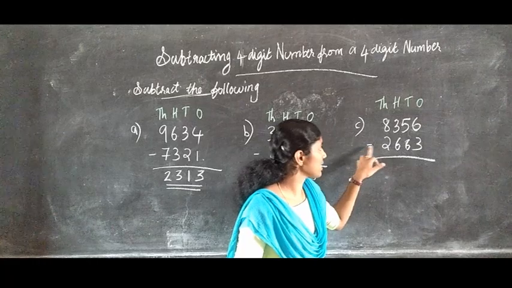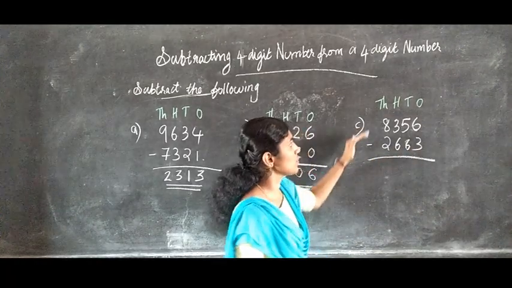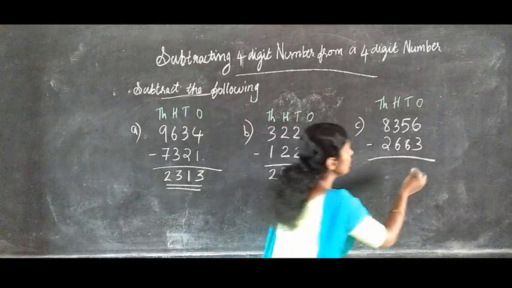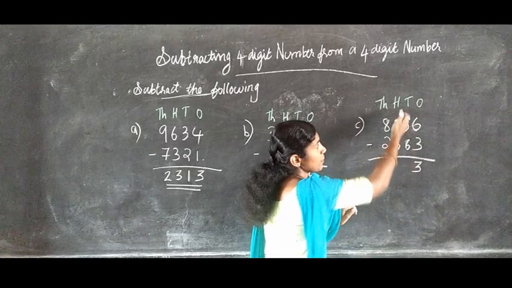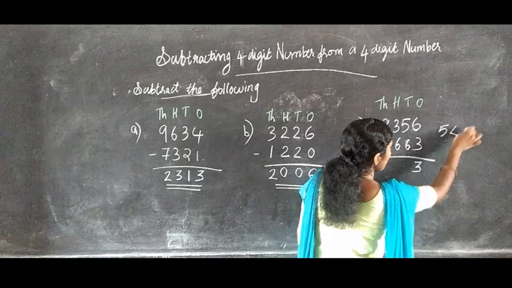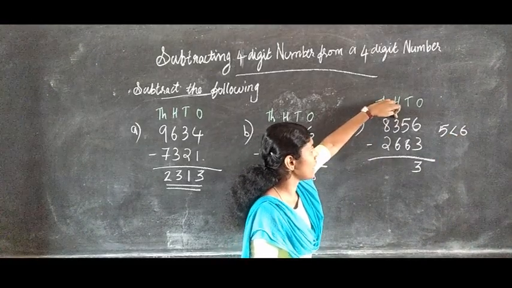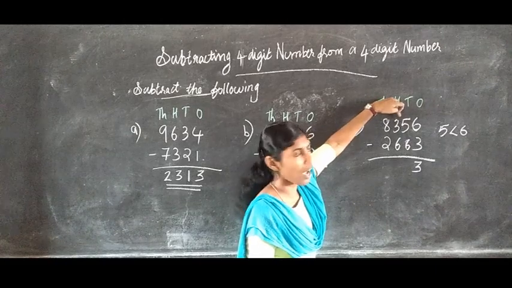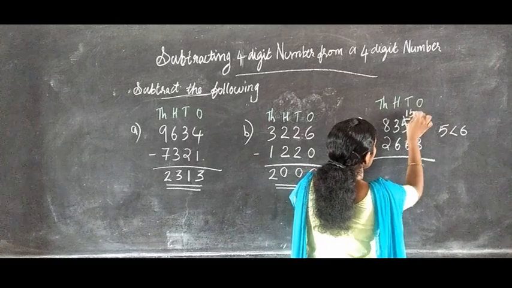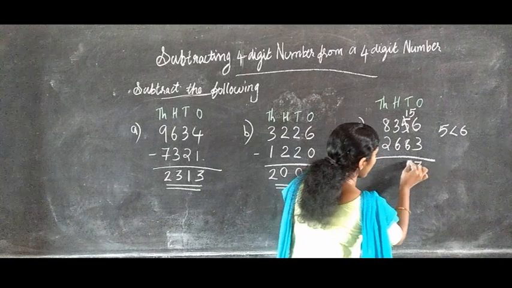Then C, 8356 minus 2663. So first we have to subtract the ones. 6 minus 3, we have 3. Then we have to subtract the tens, and here we know that 5 is less than 6. So what we have to do? Yes, we have to borrow 100 from this hundreds column, and we have to regroup this tens column as 15. Then 15 minus 6, you know that is 9.